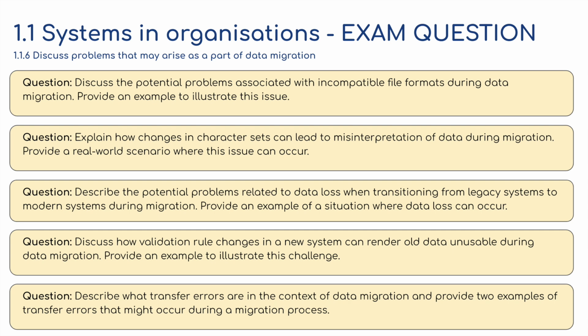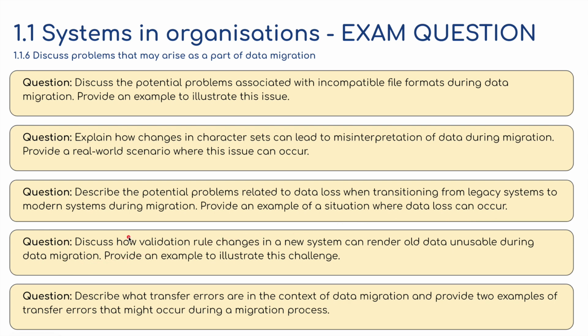And as always, I've got some past paper questions for you to have a little look at. Number 1, discuss the potential problems associated with incompatible file formats during data migration. Provide an example to illustrate this issue. Question 2, explain how changes in character sets can lead to misinterpretation of data during migration. Provide a real-world scenario where this issue can occur. Question 3, describe the potential problems relating to data loss when transitioning from legacy systems to modern systems during migration. Provide an example of a situation where data loss can occur.